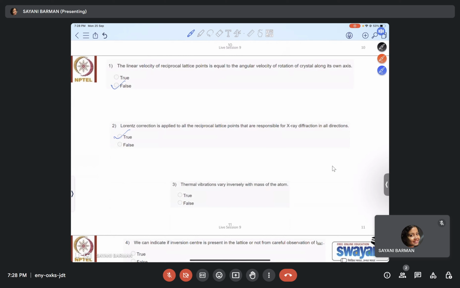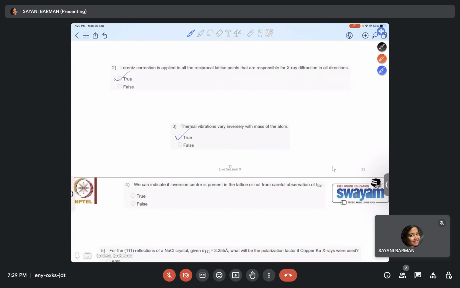Now the next one is, thermal vibrations vary inversely with mass of the atom. Yes, it's true. Heavier atoms tend to vibrate less, right? It's like the nature of law. At a certain given temperature, the lighter atom will vibrate more. This phenomenon is described by the Debye-Waller factor. It's true. It's just a common sense question.